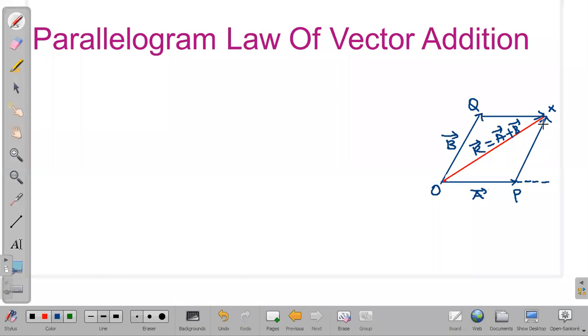And from X I am drawing one line downwards. I am making one perpendicular onto this extension. This point I am taking as some Y. We can take whatever points we want, but notation should not change. Now our OP line is our A bar, OQ line is our B bar. Now I want to find OX, the diagonal. To find the diagonal, we have extended this.